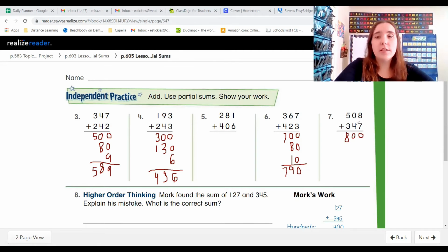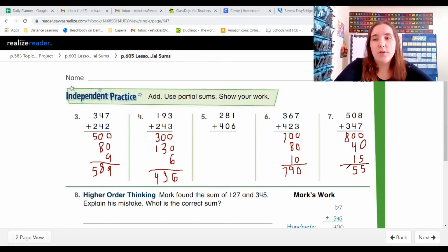And then I have 0 tens plus 4 tens, which is just 4 tens for my partial sum. And then in the ones, I have 8 plus 7, which equals 15. So that's my partial sum for my ones. Now I'm going to add these up. 0 plus 0 plus 5 is 5 ones. 0 plus 4 plus 1 is 5 tens.